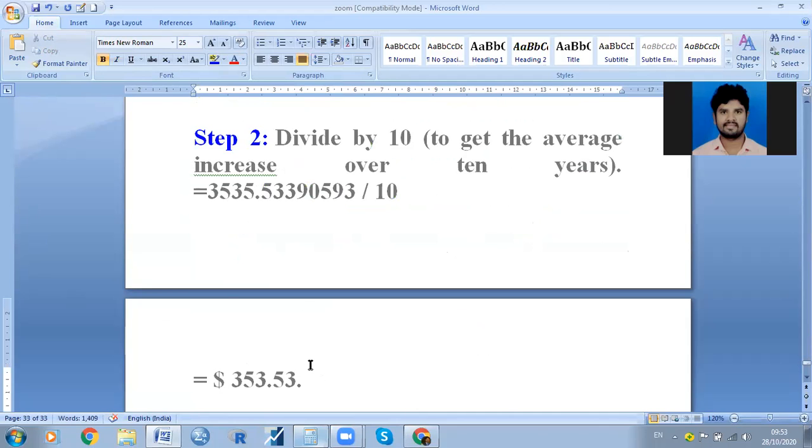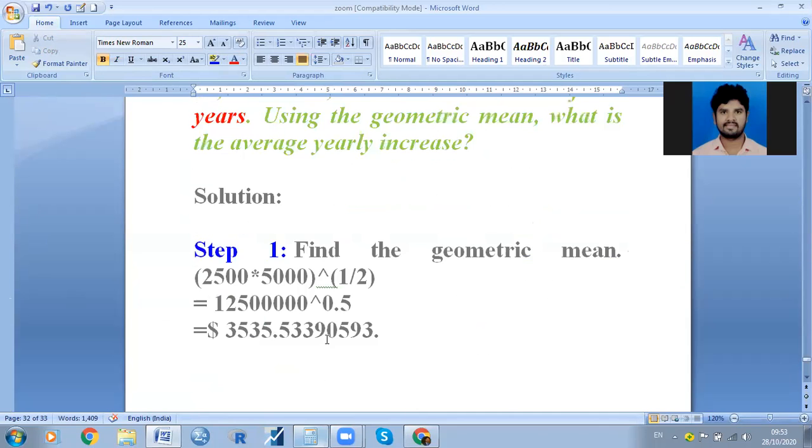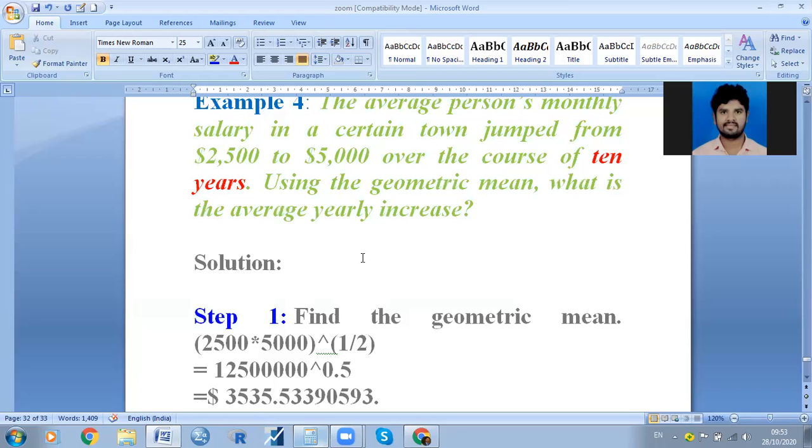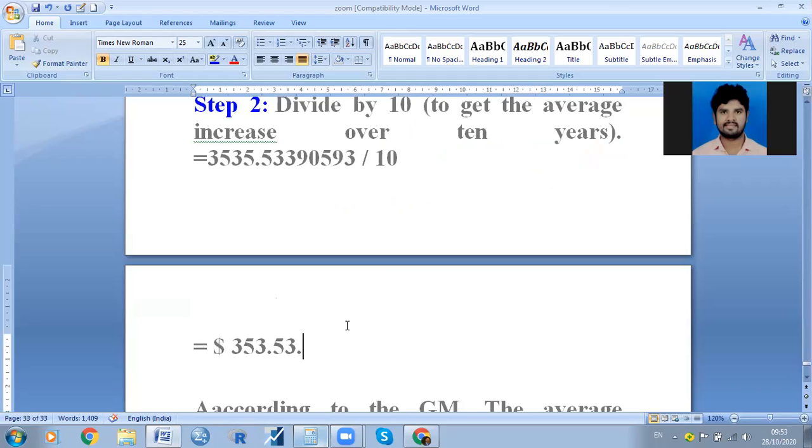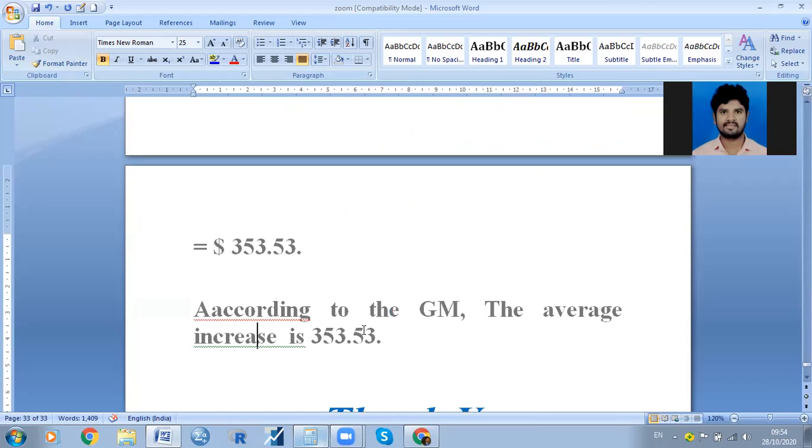$353 per year. So we can say that on average, the person's salary increases $3,535 over the period, and yearly, on average, his salary has increased $353.5. Is it clear? So simply, according to the geometric mean, the average increase is $353.53. Is it clear?